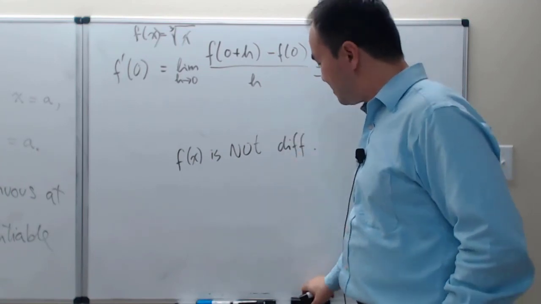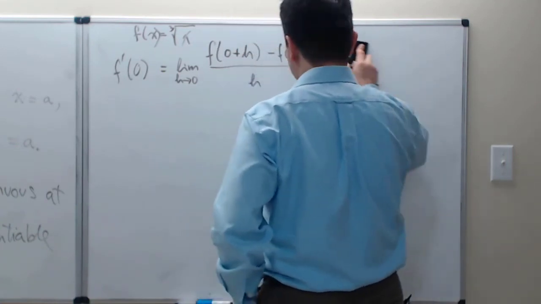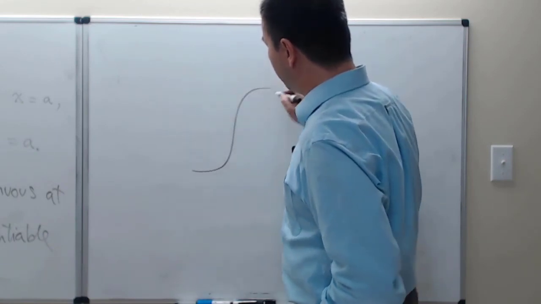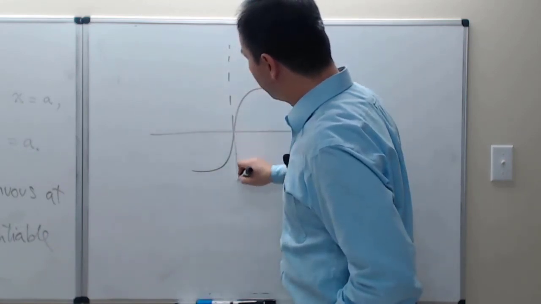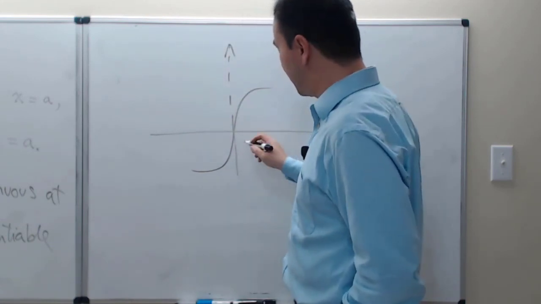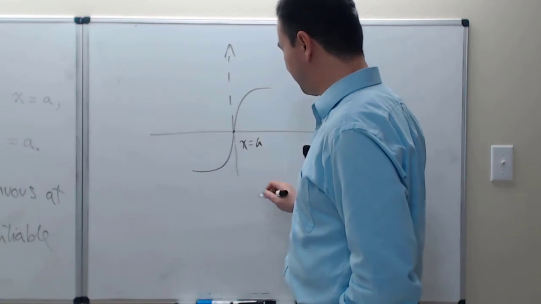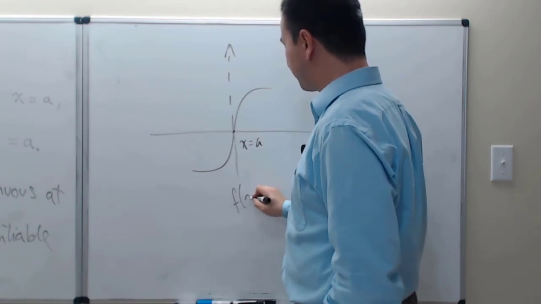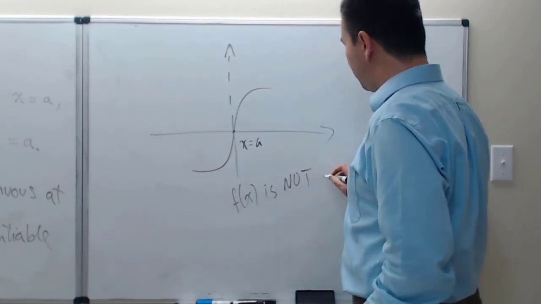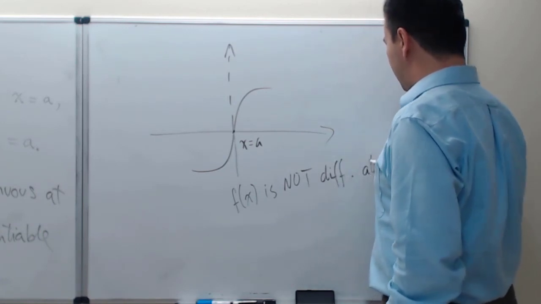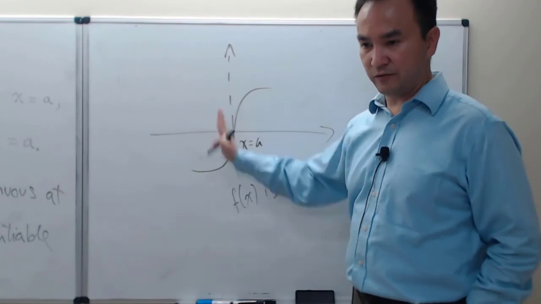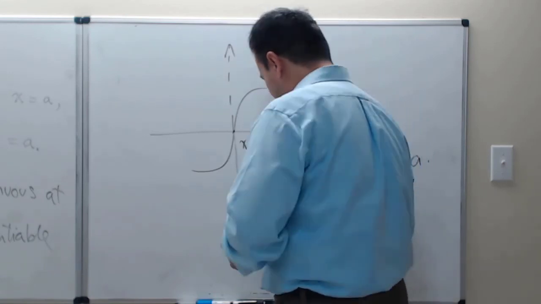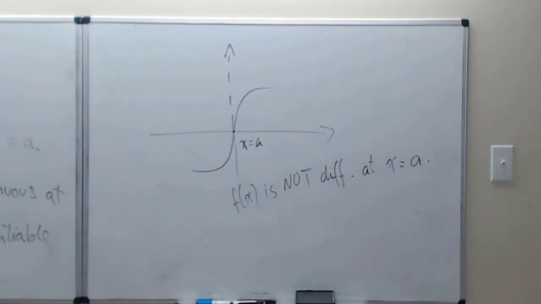But now graphically, we can use that to make a judgment. So when the graph gives you a vertical tangent line, that is also another case where, see, x equals a is right there, and so the function f of x is not differentiable at x equals a, simply because we have a vertical tangent.